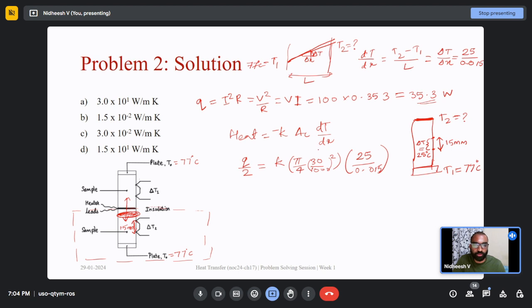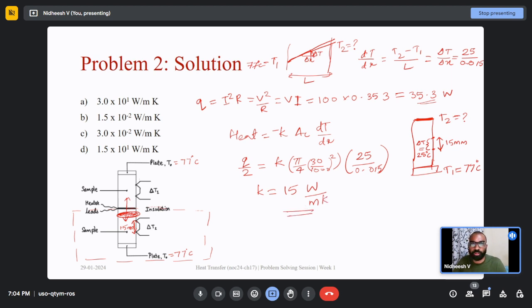We know all the values in this case. Q we already found out, 35.3 watts. Can someone substitute and tell me what is the thermal conductivity of the sample material? I think it is a straightforward calculation. Answer D, sir. 1.5 into 10 power 1 watt per meter Kelvin. Yes, you are right. The answer is 1.5 times 10 to the power 1, or 15 watts per meter Kelvin.